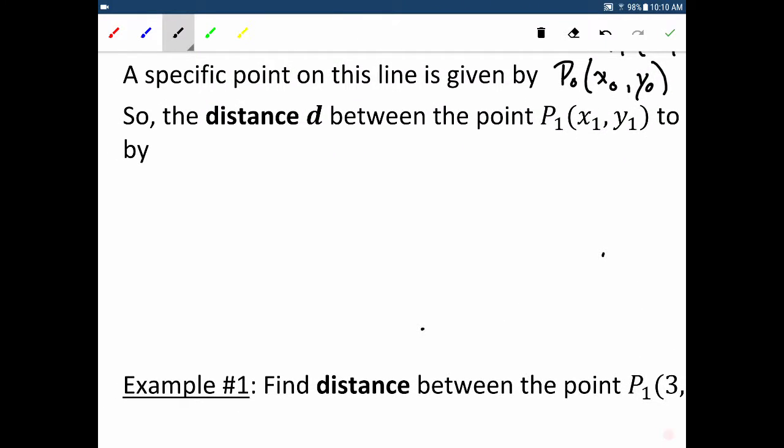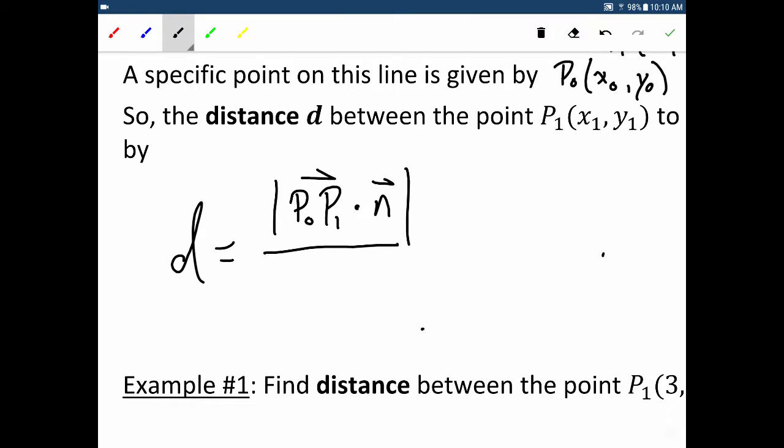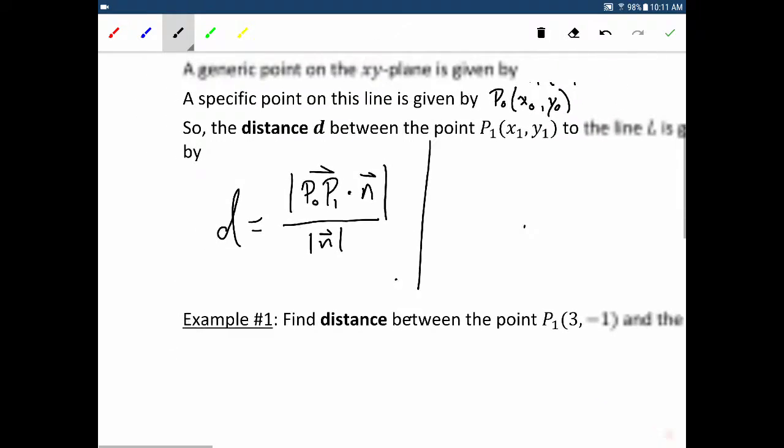I'm going to give you two versions. So the first is going to be that D is equal to the absolute value of the vector P0 to P1, and then we take the dot product of that with the normal, and we divide it by the magnitude of the normal. Okay, so that's our first one, and sometimes that's the easier one to use.